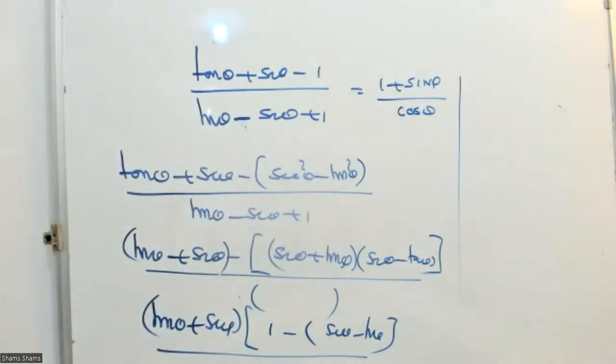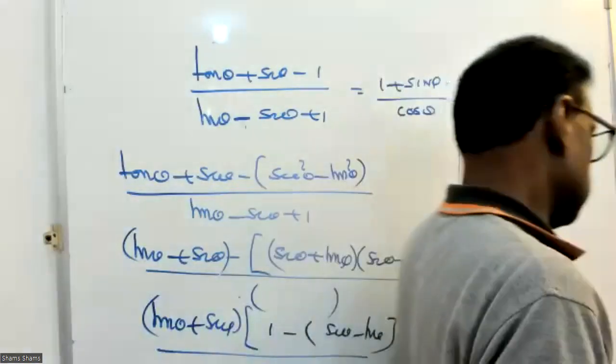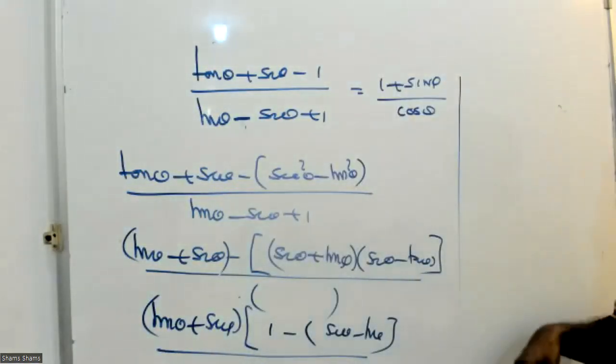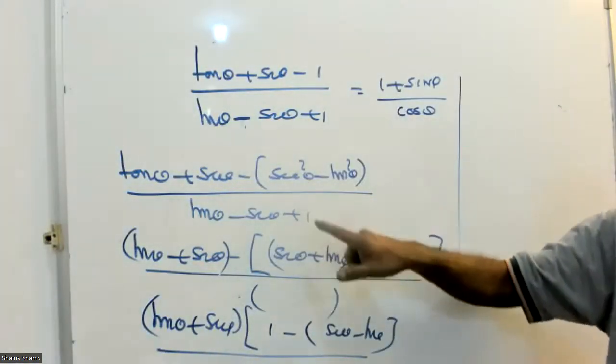Copy over here. First, you write 1 plus tan square theta equal to sec square theta. Then 1 equal to sec square theta minus tan square theta. Then you write this one and this one and this one.